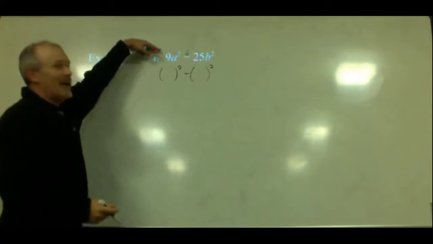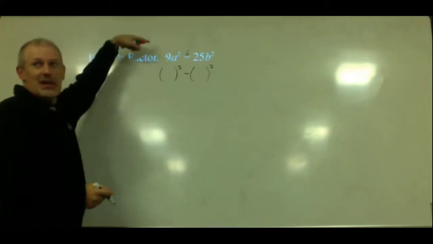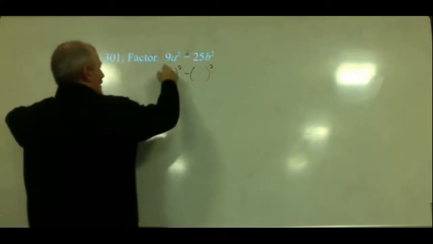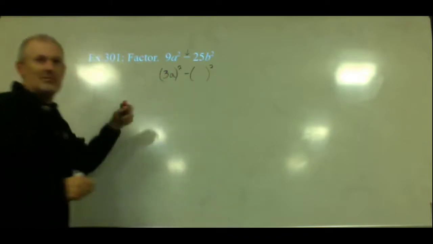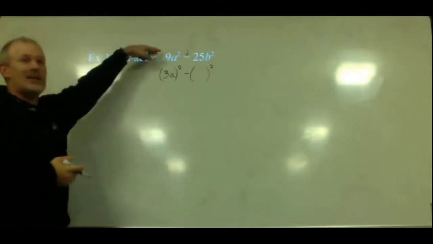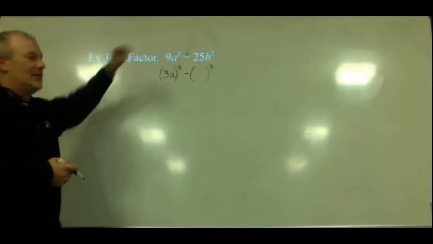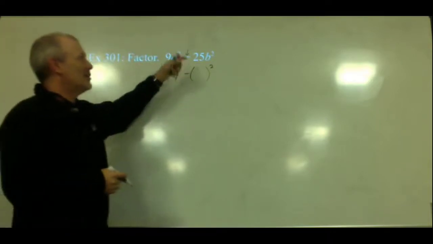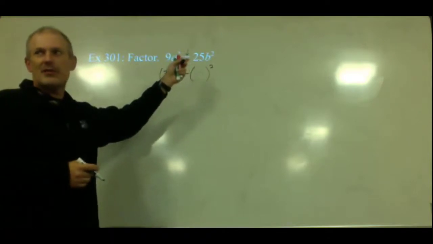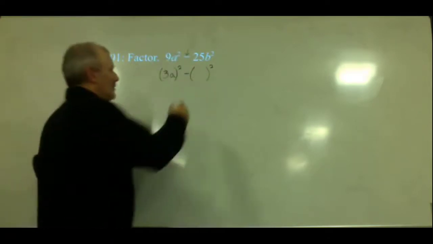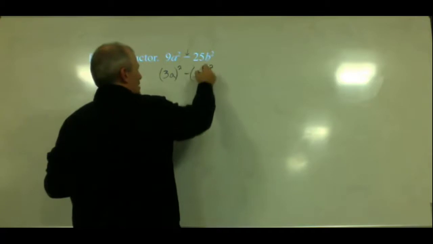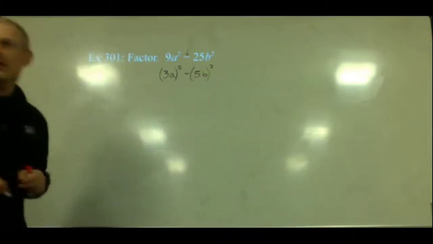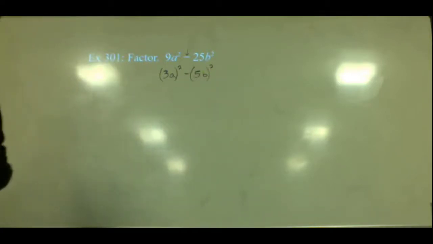Well, 9 is probably pretty easy. What squared is 9? 3. And then you've got an a, right? So 3a times 3a is 9a squared. And then we've got the minus sign. And then again, 25 is not too bad. What squared is 25? 5. And then you've got a b squared, so that b goes there. So yes, we can write it as something squared minus something else squared.